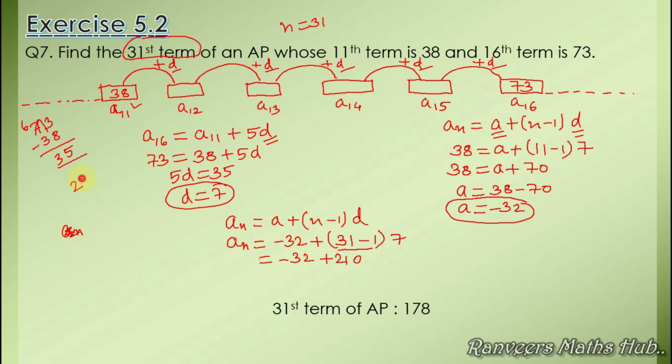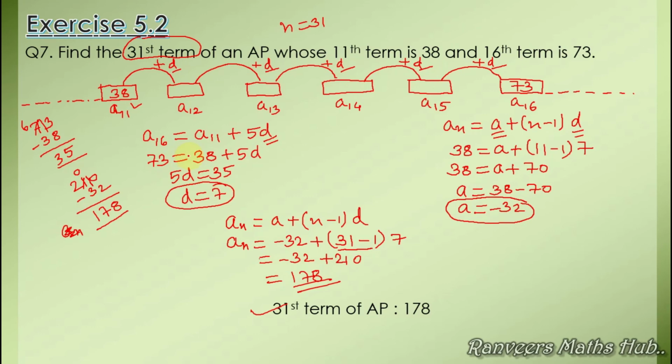So what value of an will we get, that is, what will be the 31st term? Let us do the subtraction. 210 minus 32: here we get 0, this becomes 10. 10 minus 2 is 8, and 20 minus 3 is 17. So 178 is the value of the 31st term. As mentioned in the final answer, 178 is the value of the 31st term.